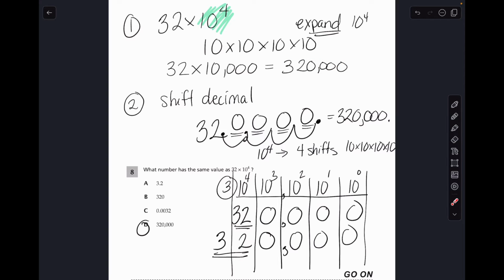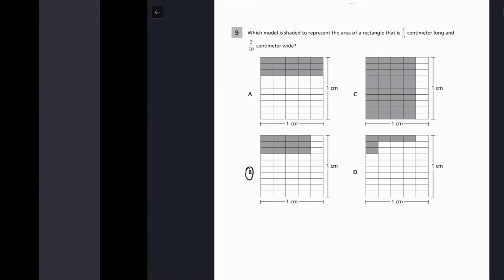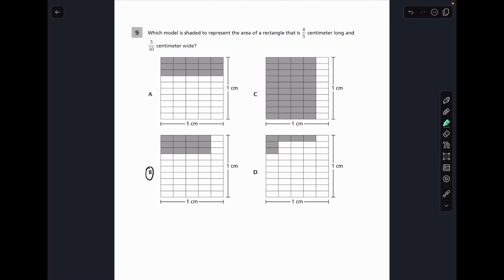All right, hit pause and jot this one down into your notes. Number 9, which model is shaded to represent the area of a rectangle that is 4/5 centimeters long and 3/10 centimeters wide? So this is an area, so I need an area model, which means it's going to look like some type of rectangle.